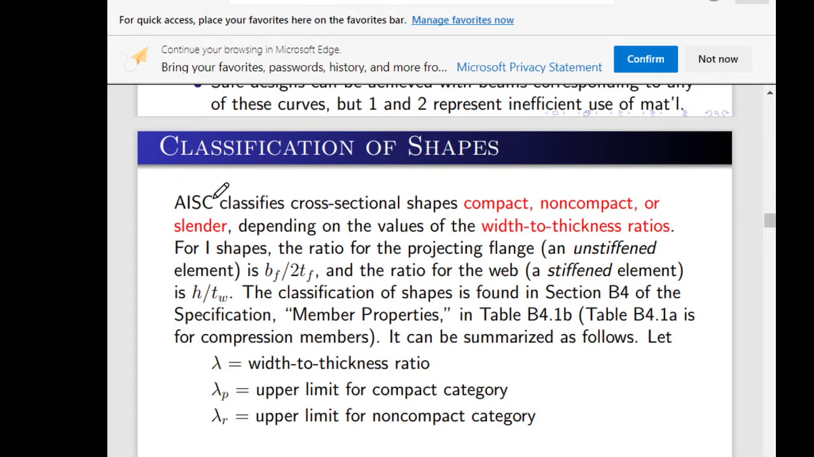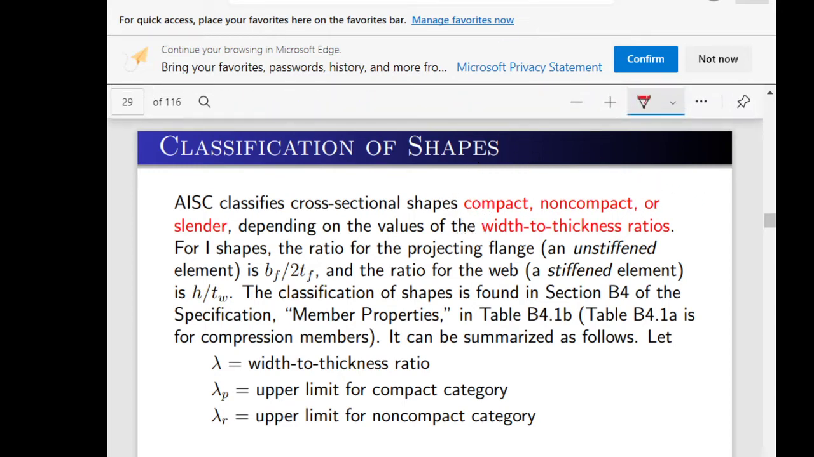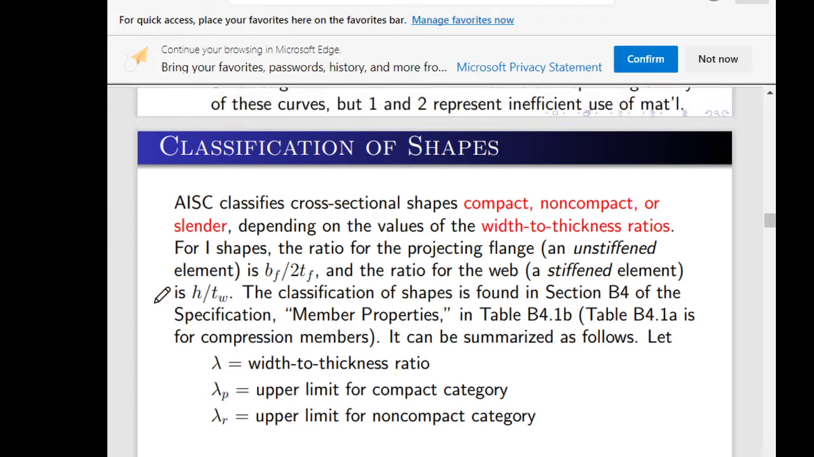AISC classification of shapes. AISC classifies cross-sectional shapes as compact, non-compact, or slender depending on the values of the width to thickness ratio. You encountered this in your compression member topic, di ba? For I shapes, the ratio of the projecting flange, an unstiffened element, is bf divided by 2tf. So this is the width of the flange divided by 2 times the thickness. And the ratio of the web, which is a stiffened element, is h over tw.